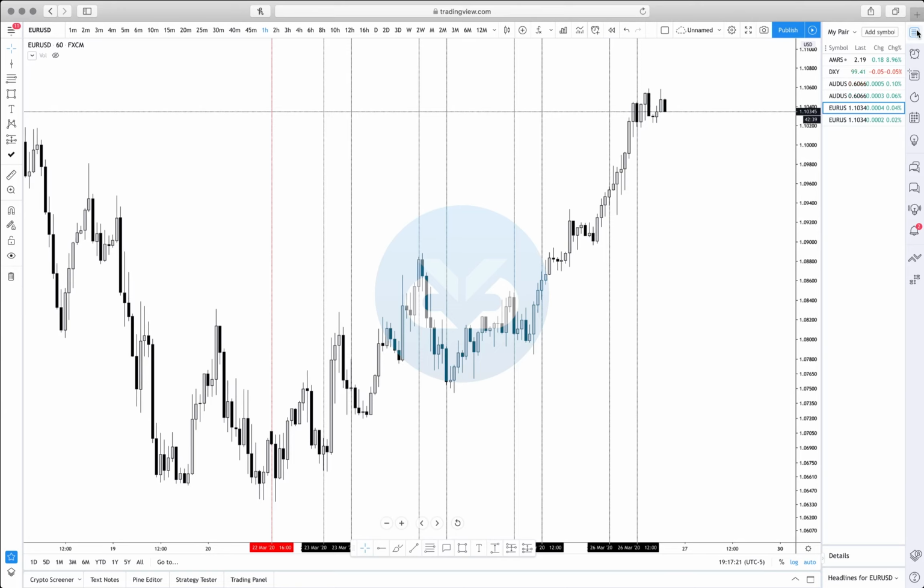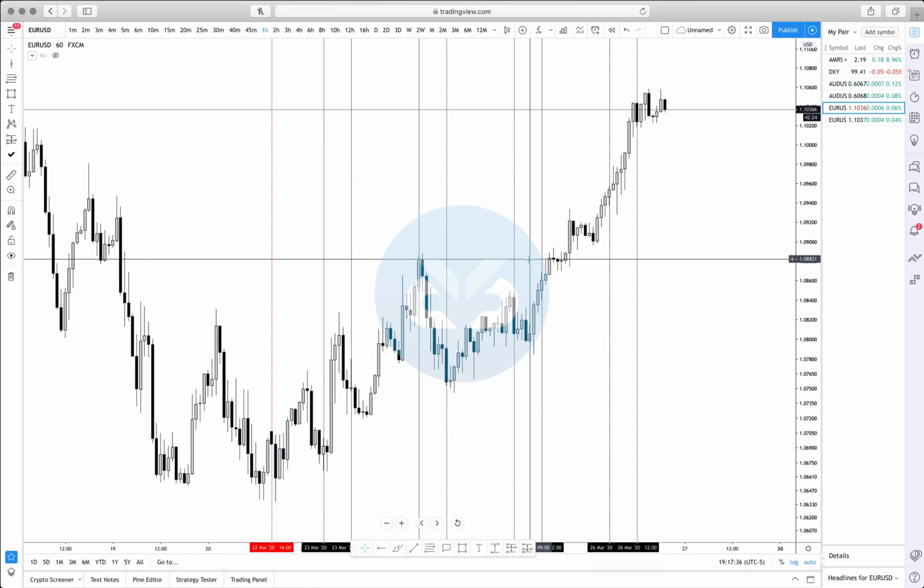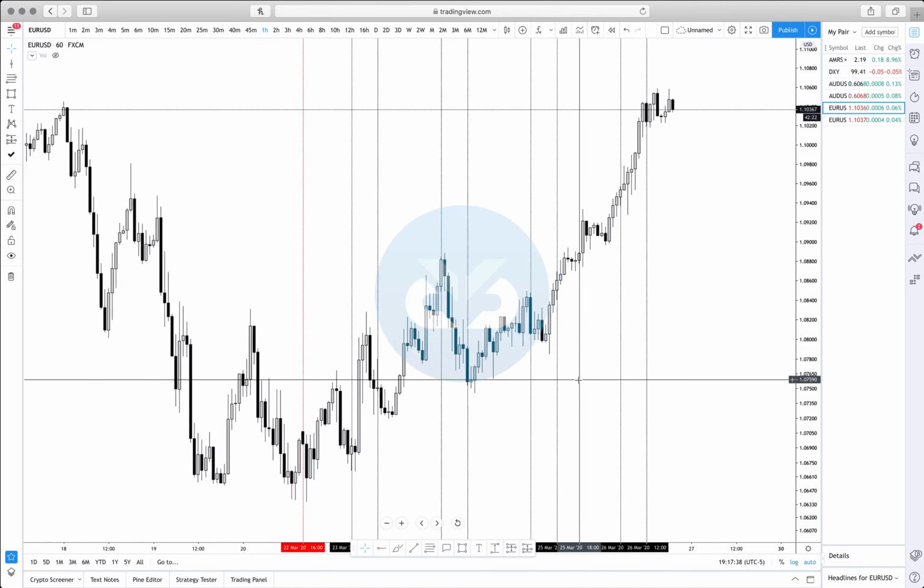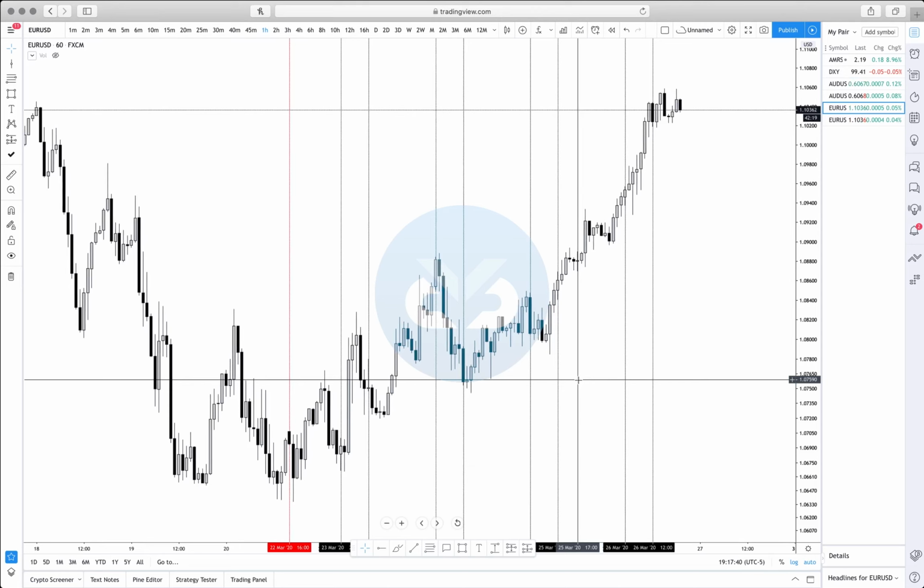So as you can see here, I first off highlighted the open of the week, and I highlighted every single zone that I traded, basically my trading window. And the cool thing about trading overlap is that's usually when you have the most liquidity, and that's usually when you get the best moves, right?